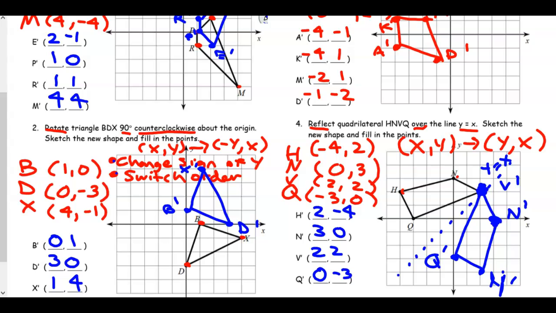Okay, so are you getting the idea? You're just using the rules, writing the points. Don't forget to plot the points. The point is getting a final graph, okay? So I'll pass out this transformations assignment.